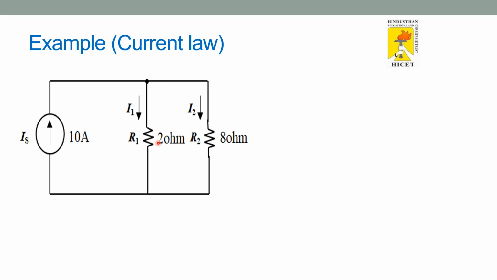Since we have a 2 ohm, current I1 is 8 ampere. 8 ampere flows through the R1 resistor and 2 ampere current flows through the R2 resistor. So I1 is 8 ampere, I2 is 2 ampere. Hence the current entering the node is 10 ampere and the current leaving from this node, that is I1 plus I2, 8 plus 2, is totally 10 ampere. Yes, this is what we call Kirchhoff's current law.